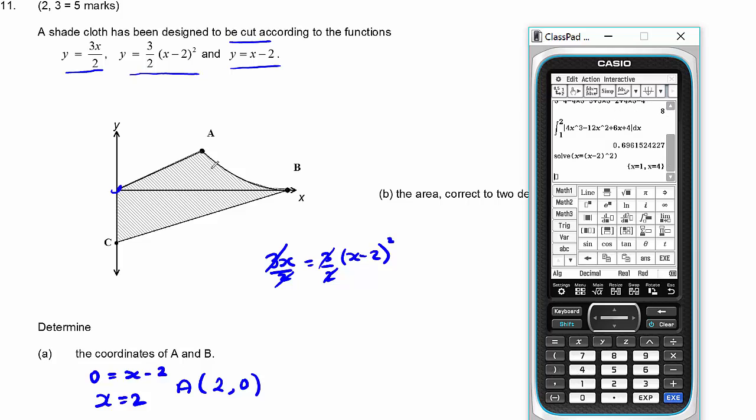So 1 or 4, and this one has to be 1, so x equals 1 or 4. Show yourself actually eliminating that one, and so A is (1, 0), and of course this point over here was actually B, not A.